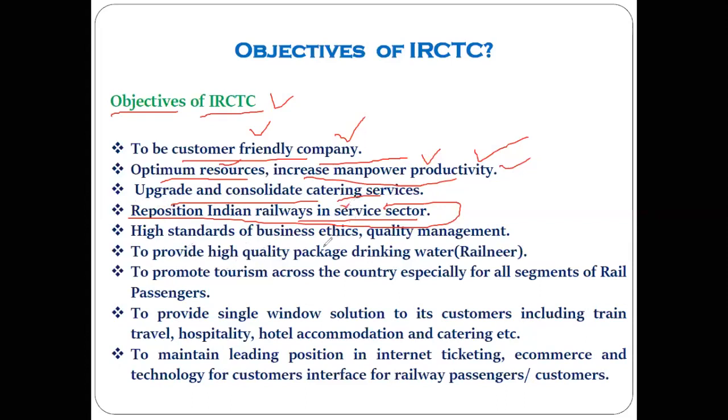Then providing quality of service, that is quality management, high standard of business ethics and quality management. Then one of the important service objectives was high quality packaged drinking water. Those who have done the journey using the railways must know the railway provides its special water bottles, called Rail Neer. How many of you have utilized this Rail Neer? Just like in the market you can have Bisleri bottles, correct? Now the railway has its own product where they produce water bottles without any human interference. It is a completely automatic plant for generating Rail Neer bottles. So they provide quality drinking water through Rail Neer.